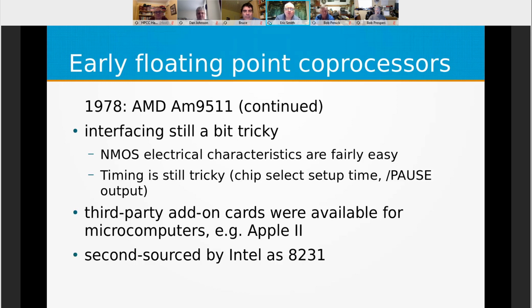And Intel second sourced that part as the 8231. An Intel spokesman once famously said that the biggest innovation that AMD ever had was cloning Intel, but this is an example of Intel licensing an AMD design. Of course, more recently, that happened, and in a more important fashion, when Intel adopted the AMD 64-bit extension to x86.